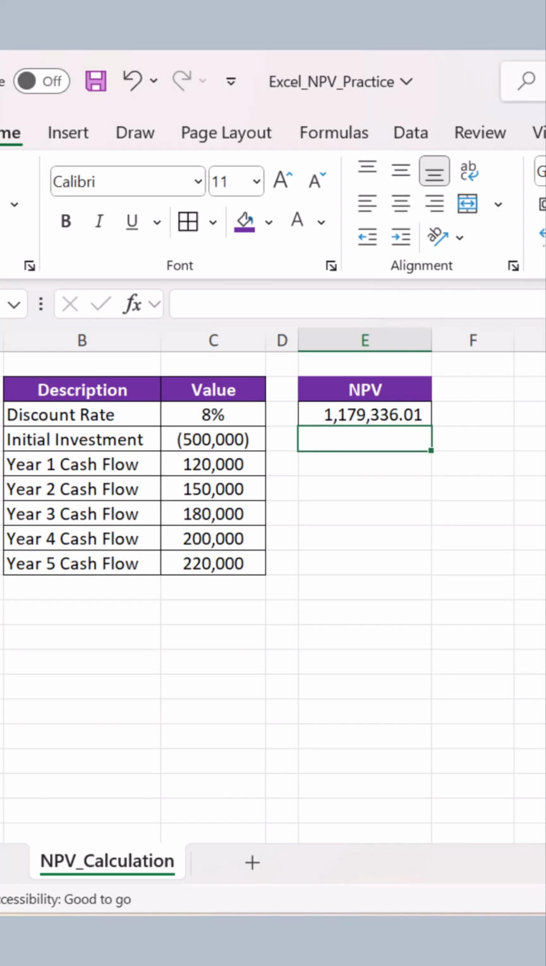If the NPV is positive, the project is expected to add value to the firm. NPV is a fundamental concept in finance.